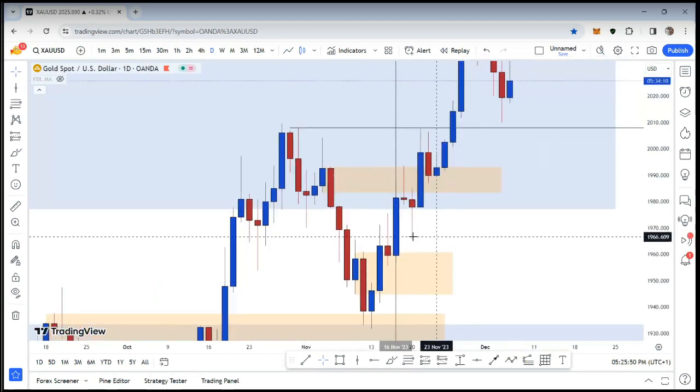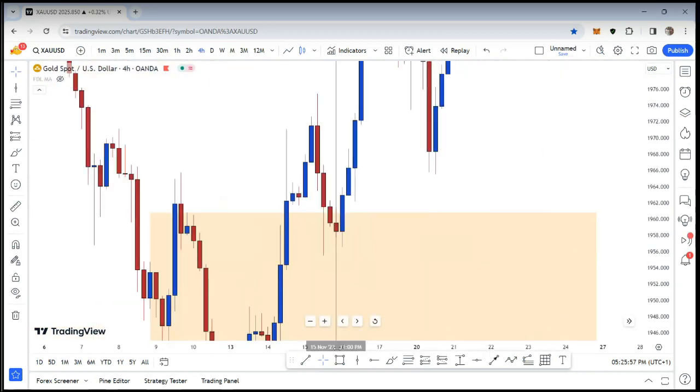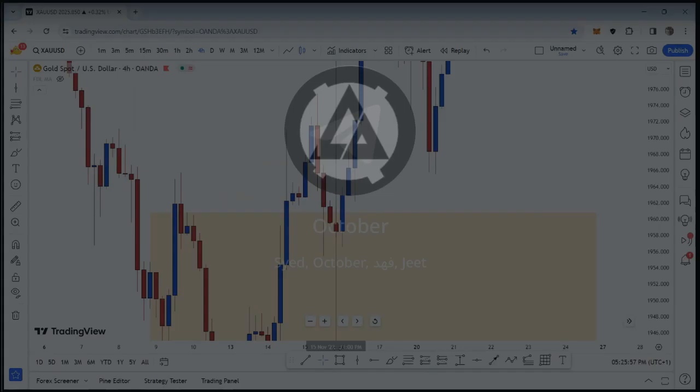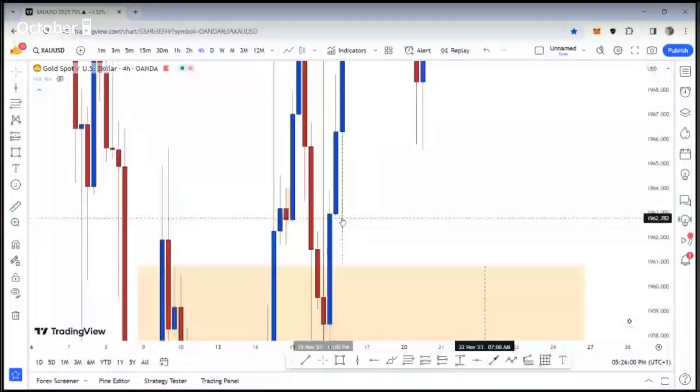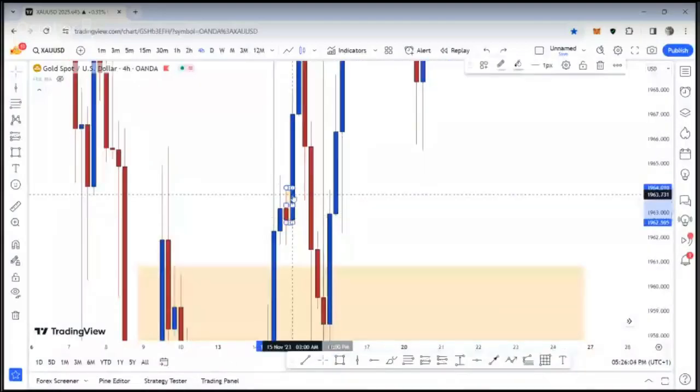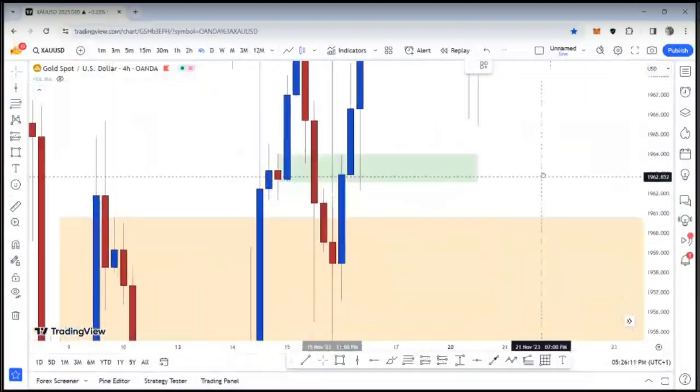Now, in this situation, price tapped that zone and closed as a bearish candle. Now, going down to H4, what is the structure on the H4 time frame? Is the structure of the H4 time frame not bearish? Yes, bearish. Good. 4 hours, bearish.